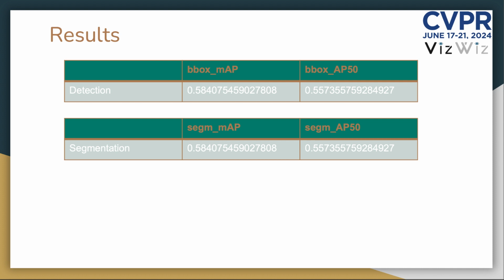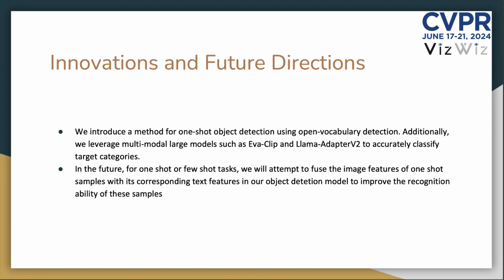Final evaluation. Our final evaluation scores are as follows. Mean average precision, 0.5884. Average precision at IoU 0.5, 0.5647 for object detection. Mean average precision, 0.5841. AP at 50, 0.5574 for segmentation.